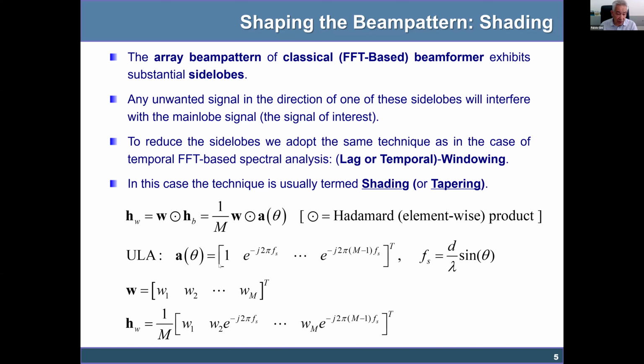And so, for example, if you have a ULA, the ideal array response is this one. If we introduce a tapering, we build a filter that is no more matched to the array response. So we basically implement a mismatched filter, but the mismatching is introduced for a specific purpose: to reduce the side lobes. So the problem is how we choose these weights, W1, W2, WM.